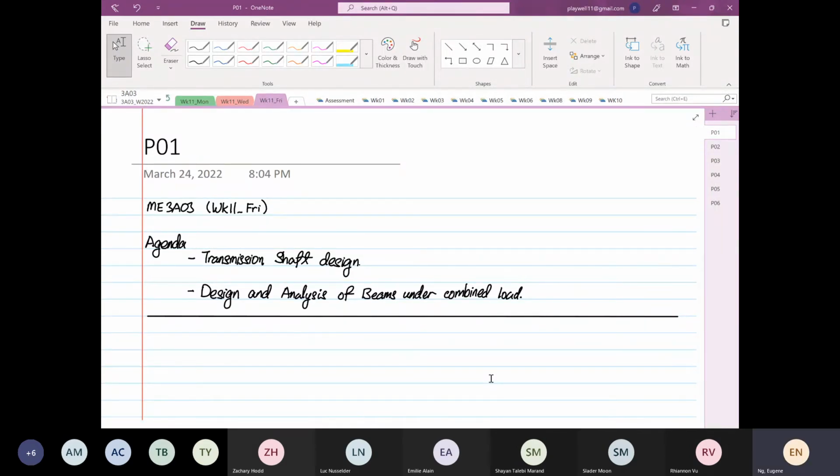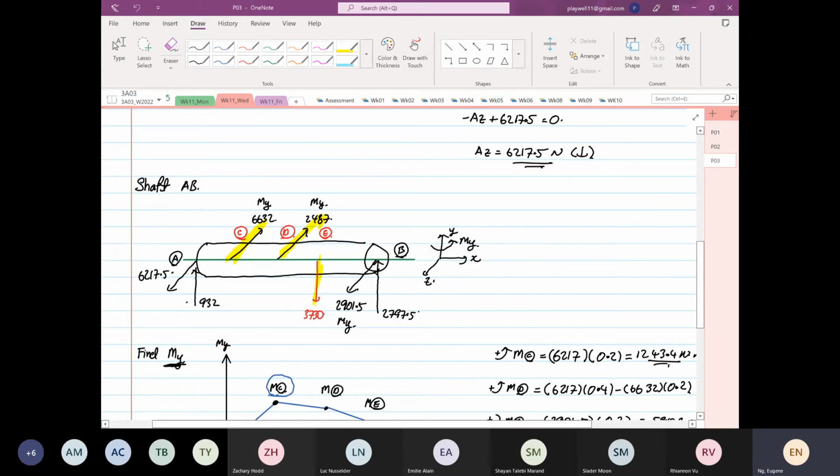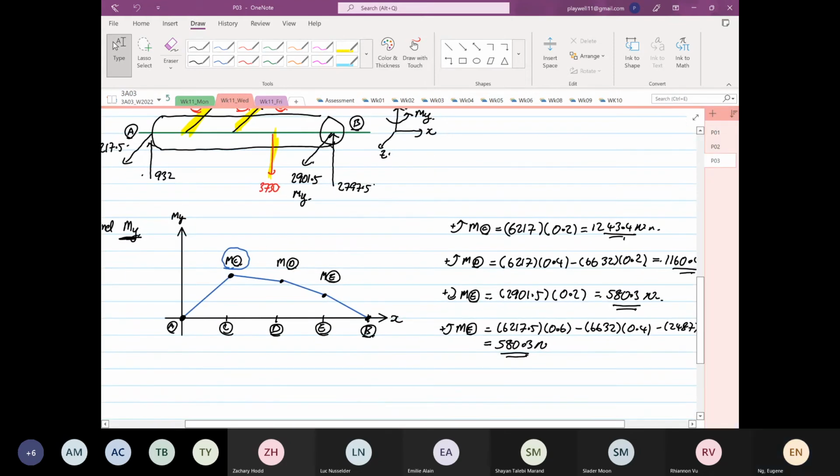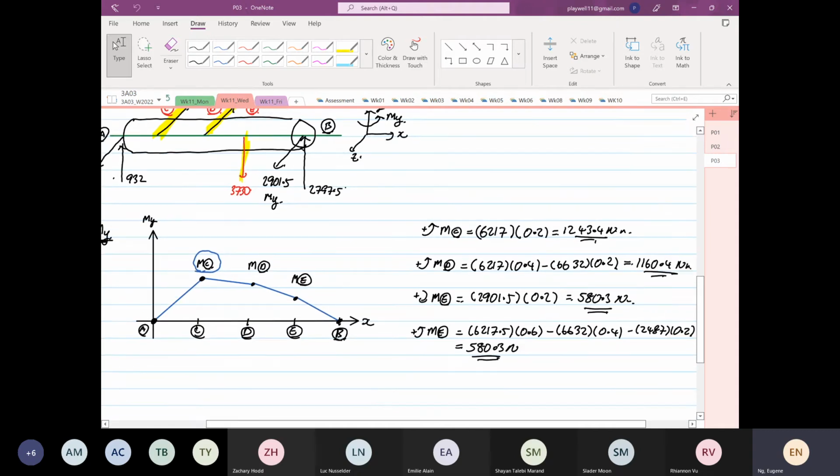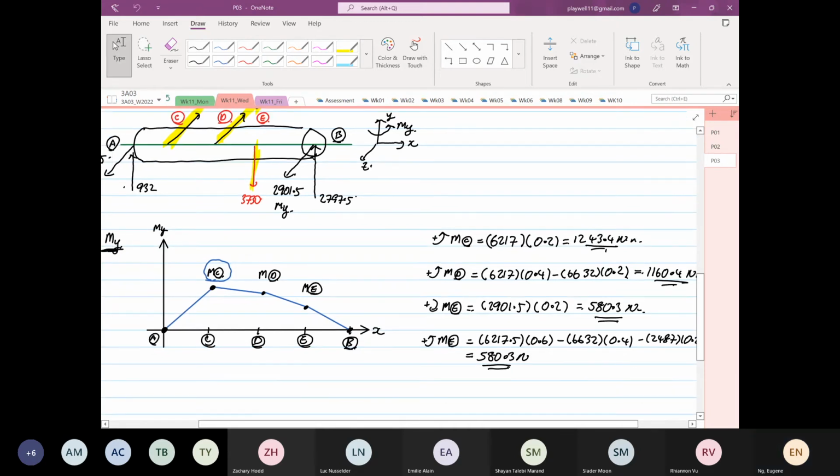Okay, good morning. Today we are going to complete our example on transmission shaft design. After that, we are going to go into design analysis of beams under combined loads. Where we finished off on Wednesday is we determined the moment about the y-axis. We determined the moment at point A, point C, point D, point E, and point B.